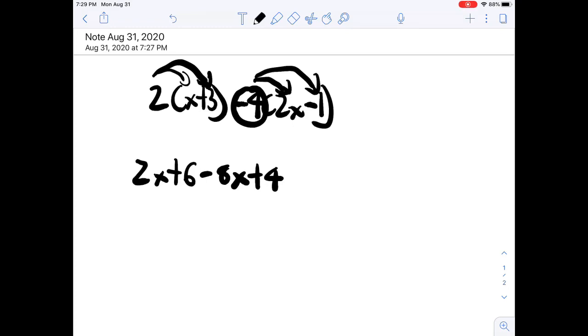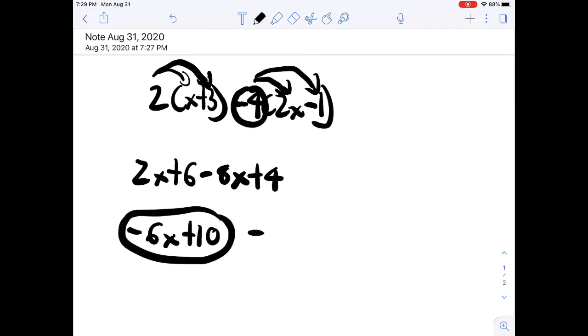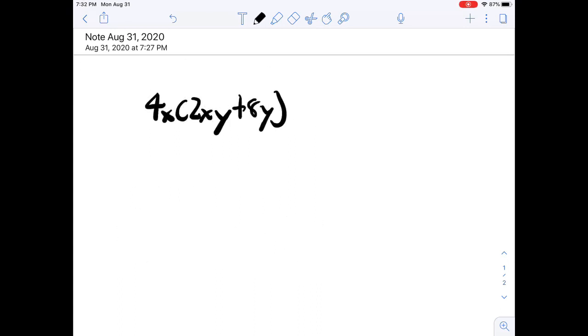And then from here, we would collect like terms. So 2x minus 8x is negative 6x. 6 plus 4 is 10. So that's the final answer.